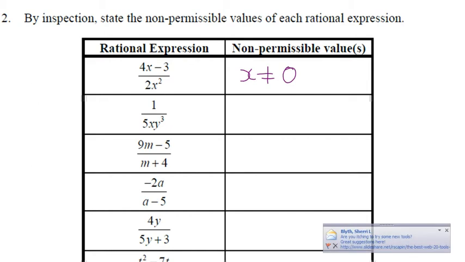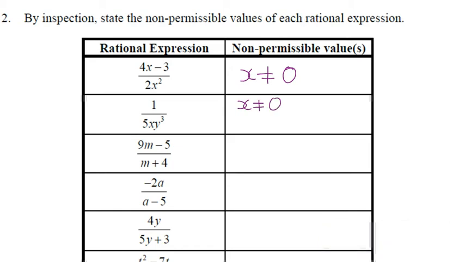What can't x be in the next one? Okay, x cannot be 0. What can't y be? 0. So if x is 0, the whole denominator will evaluate to 0. If y is 0, the whole denominator will evaluate to 0. Right? Any other values of x and y are fine for this, but they can't be 0, right? One of them can't be, or the other one can't be, or both of them can't be.